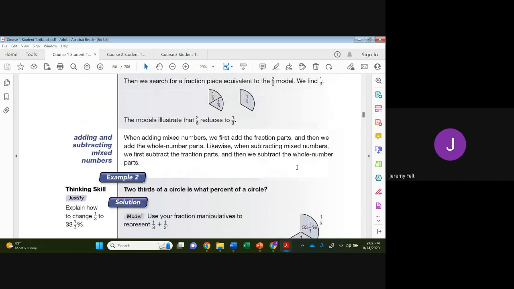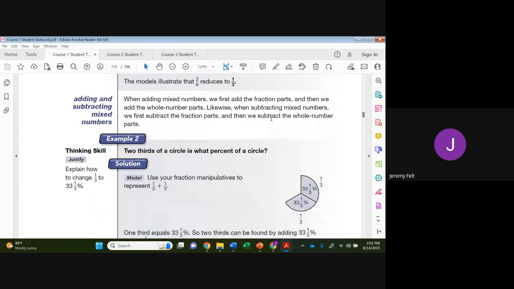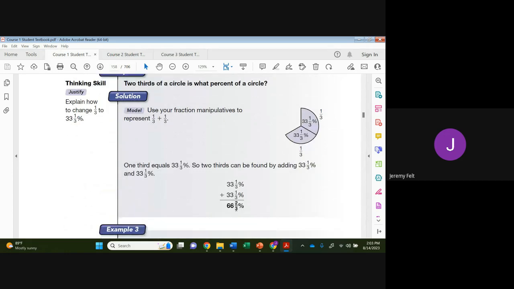1/3 plus 1/3, we just did that. Oh no, we didn't do that up here. We just simplified. 1/3 plus 1/3 would be 2/3. So 66 and 2/3 percent.